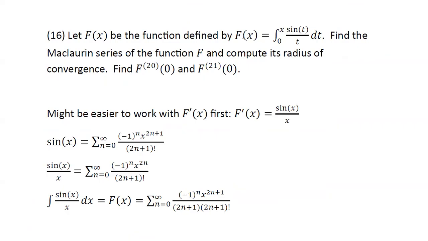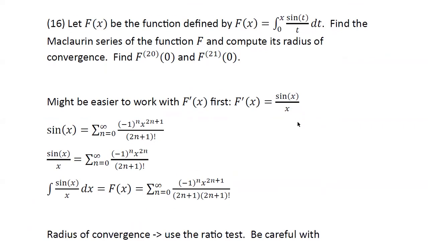So what if we differentiate both sides? It might be easier to work with something without an integral, okay? So if we differentiate the left-hand side, that's just capital F prime. If we differentiate the right-hand side, by the fundamental theorem of calculus, that's sine x over x. Now it's much simpler, okay? We can find the power series representation, the Maclaurin series, for F prime, okay? We can start with sine x. Hopefully we have that memorized.